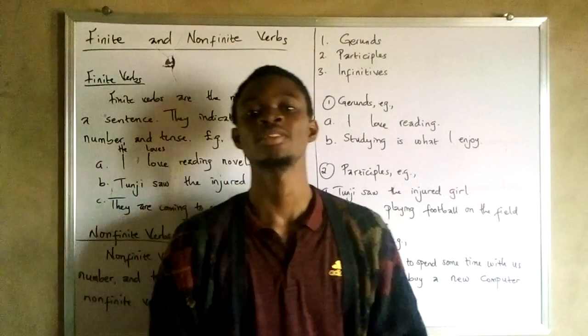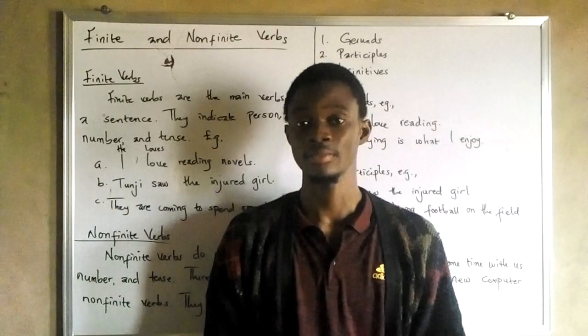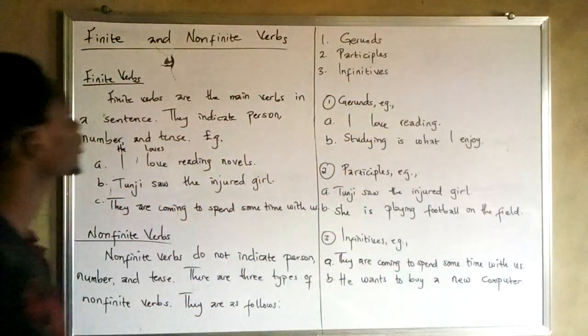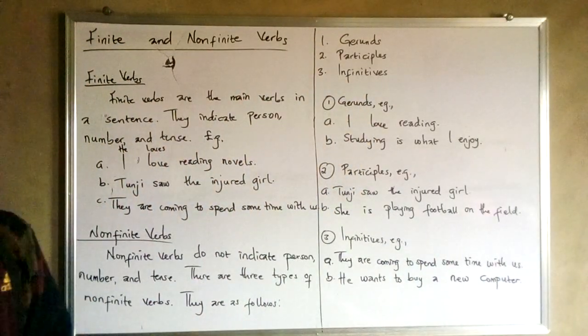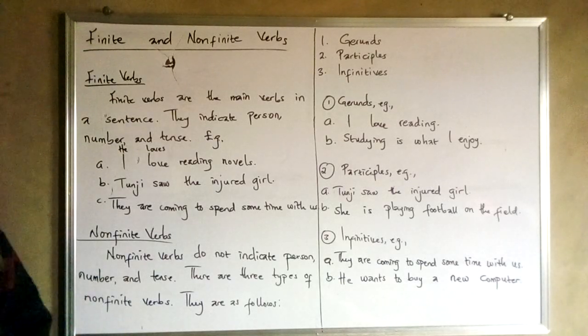Regarding the last chapter of our tutorial, we are going to be dealing with finite and non-finite verbs. On the board we have finite and non-finite verbs. Finite verbs. What are finite verbs? Finite verbs are the main verbs in a sentence. They indicate person, number, and tense.